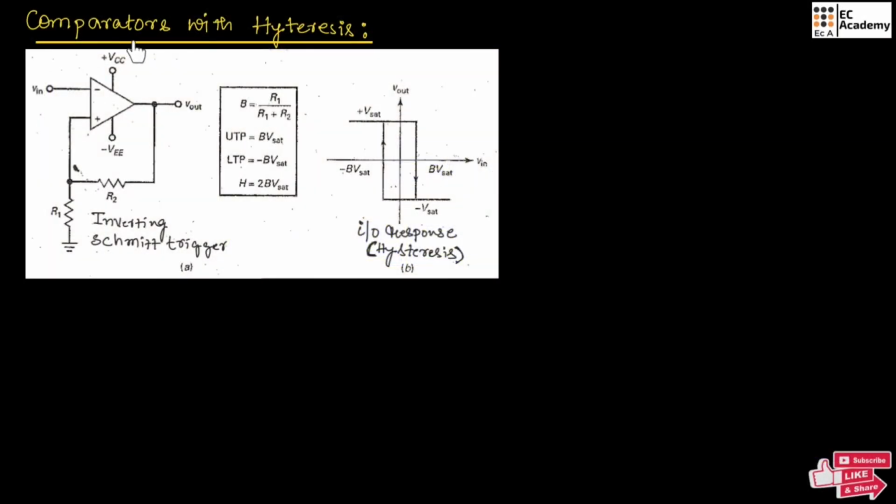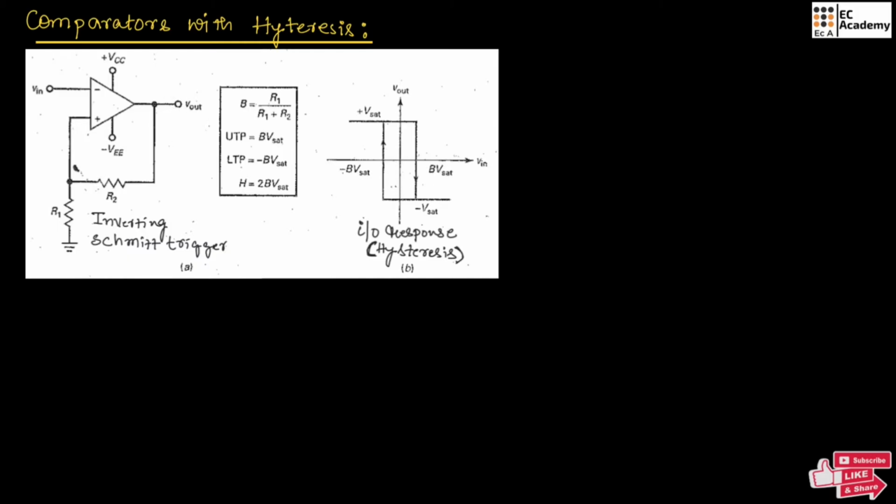In this lecture, let us understand comparators with hysteresis. If input to the comparator contains large amount of noise, then the output will have error when the input is near the trip point. So trip point is the point where the output changes from one state to another state. So we can say when the input of comparator consists of large amount of noise, then the output will have an error when input is near the trip point.